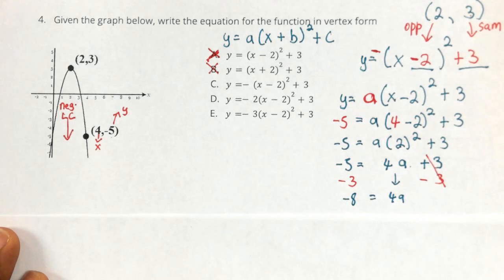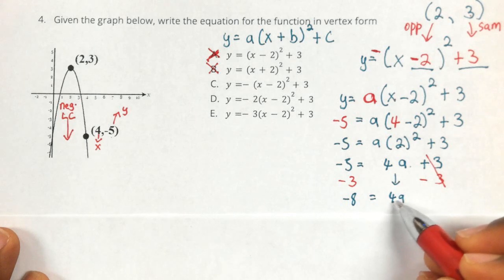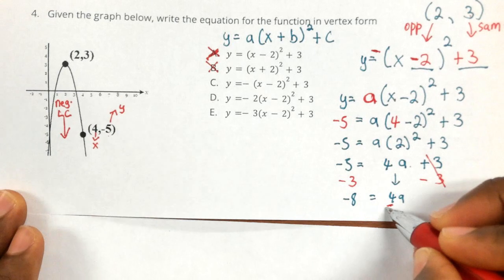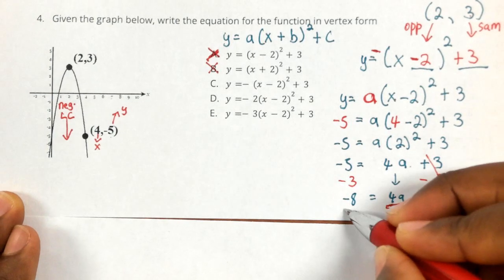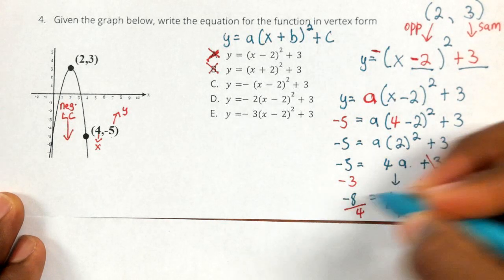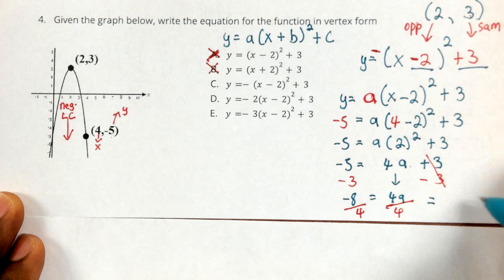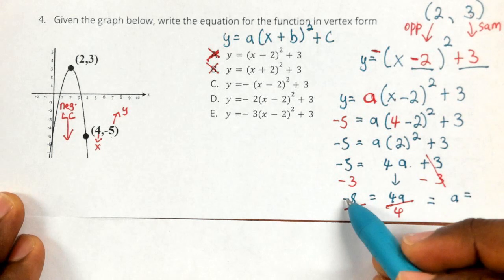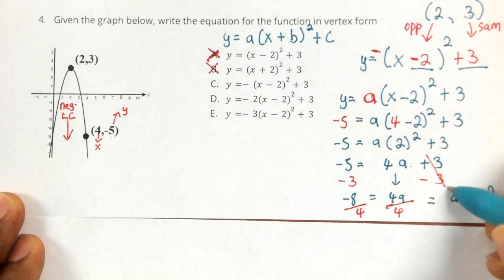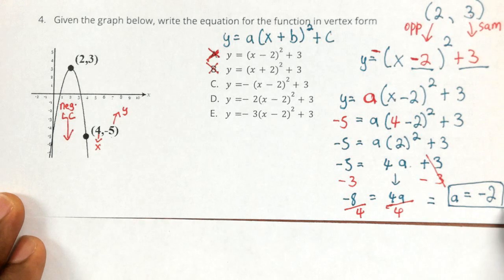Now I'm going to break up the couple. I'm going to break up the 4 and the a by dividing both sides by 4. So your a is going to be equal to negative 8 divided by 4, which is negative 2. So your a is negative 2.